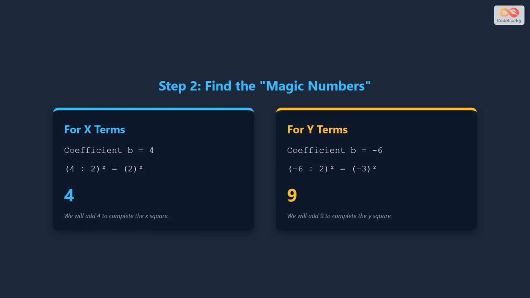Now for step 2, we need to find the magic numbers to complete our squares. For the x terms, the coefficient is 4. Half of 4 is 2, and 2 squared is 4. For the y terms, the coefficient is negative 6. Half of negative 6 is negative 3, and negative 3 squared is 9. So our magic numbers are 4 and 9.